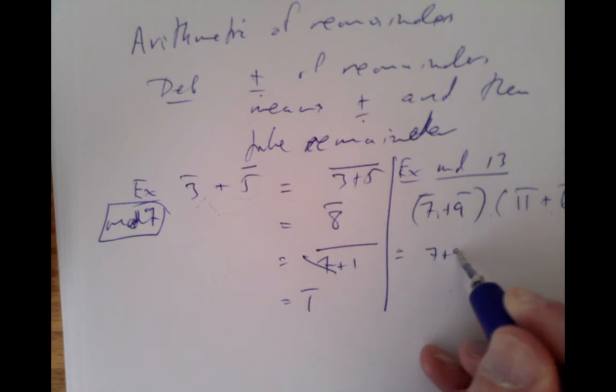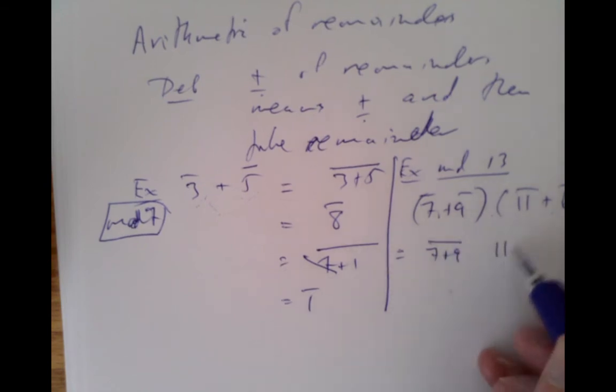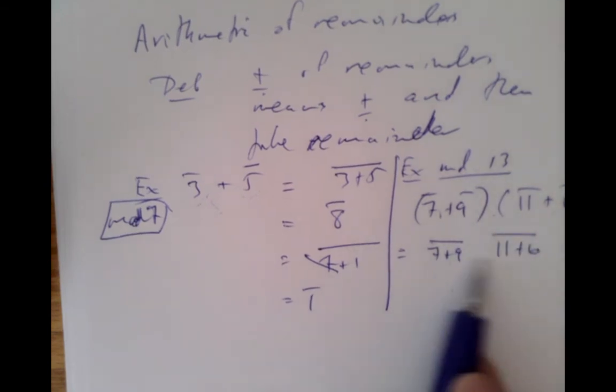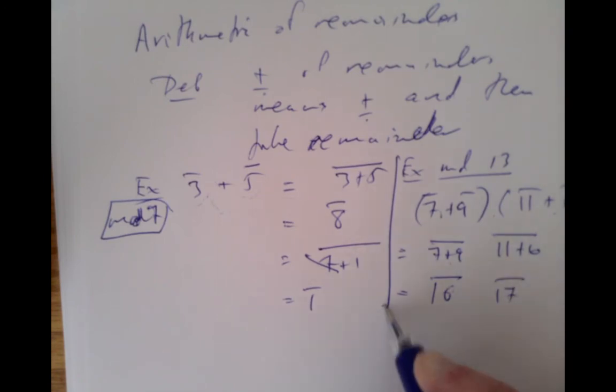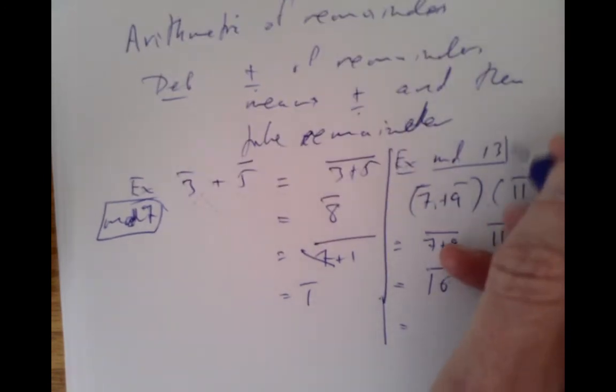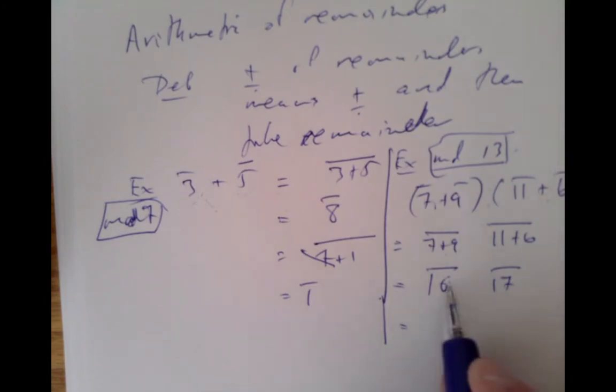So that's 7 plus 9 remainder and 11 plus 6 remainder. And then we'll multiply. 7 plus 9 is 16. We'll take the remainder. 11 plus 6 is 17. We'll take the remainder. And we're working here modulo 13. So we can take away the 13s, leaving a 3. And here we can take away the 13s, leaving a 4.